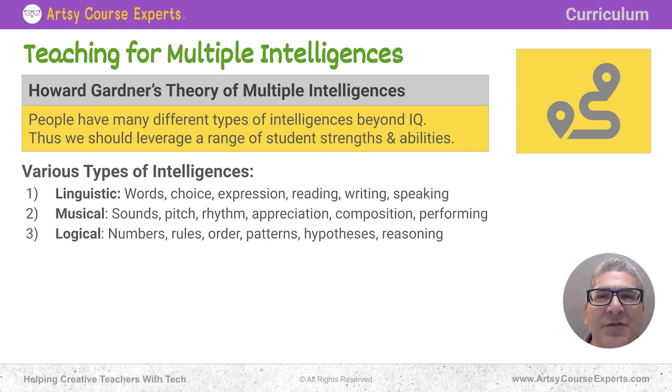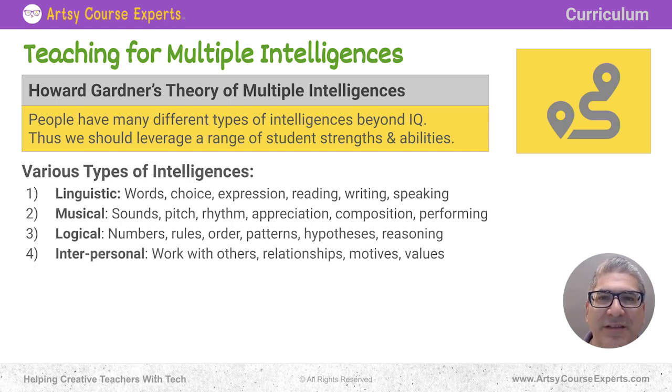The next type of student intelligence is interpersonal skills. These are skills that allow these students to work with others very well. They are great at relationships. They understand motives and values and teamwork and quid pro quo. So we need to help these students work with others because they learn by working with others, and they're naturally gifted at that. The next intelligence is intrapersonal.